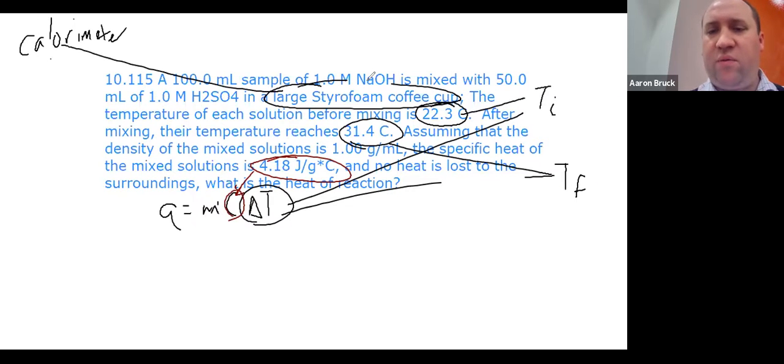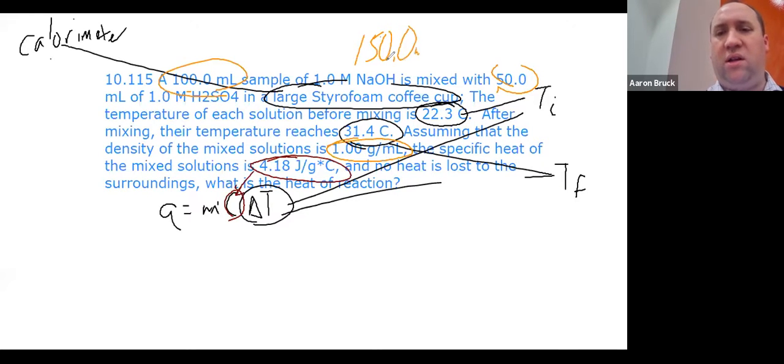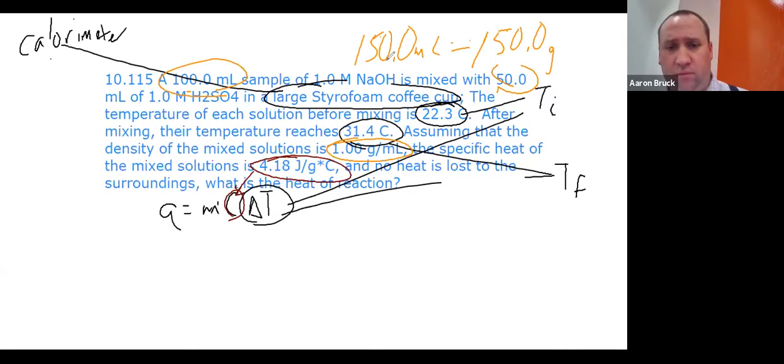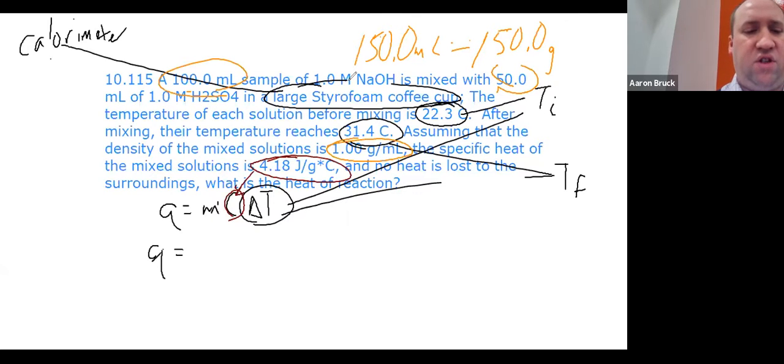And the other important piece of information that was given to us is that the density of the solutions we can assume to be 1.00. So if I find out the total volume, which would be 150.0 milliliters, the density would tell us that that is actually 150 grams of solution in total. So from this perspective, we've got all that we need to figure out what the heat of the solution is.